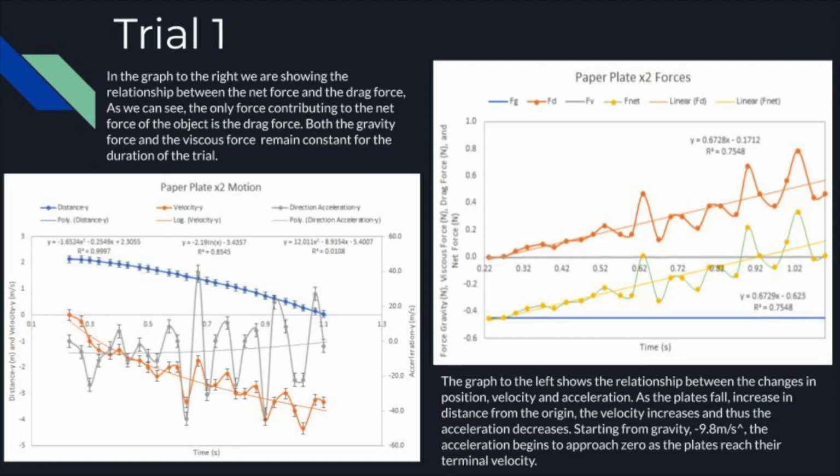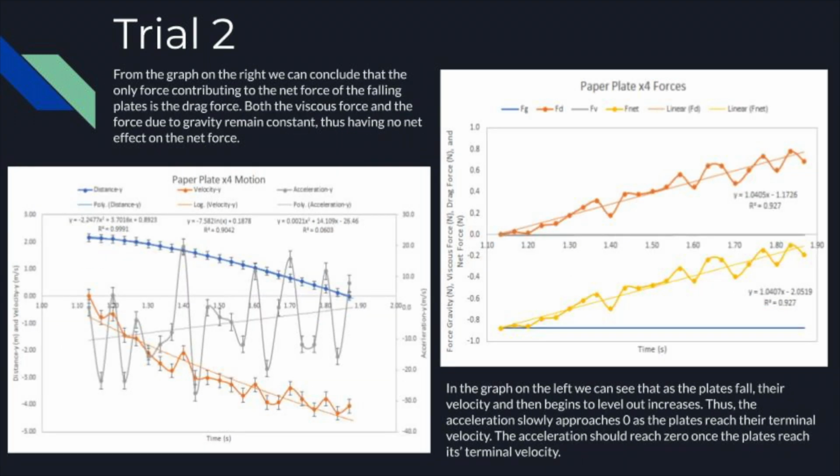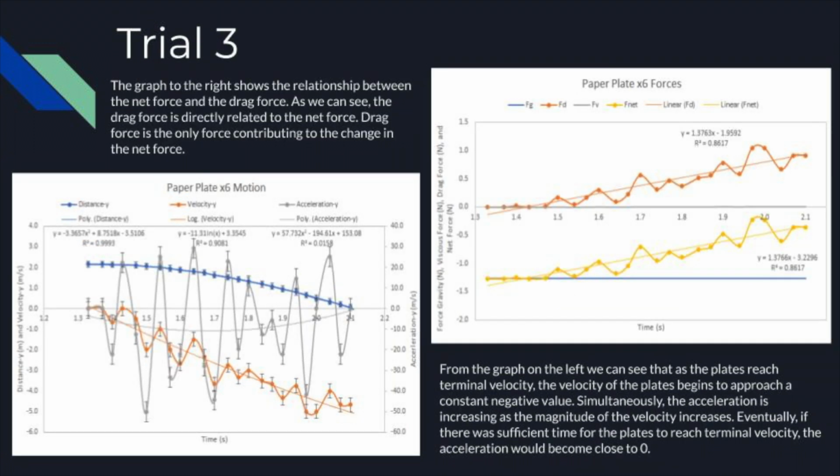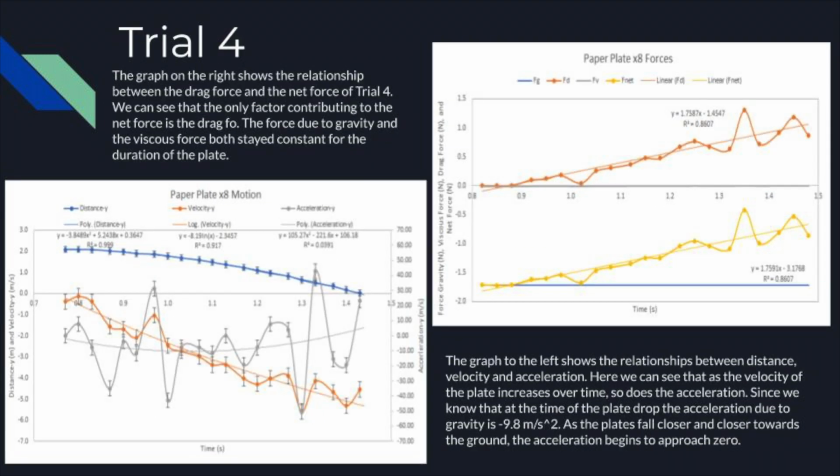For trials 1 through 4, we chose to analyze the data using the following 2 graphs. In the graph on the right, we compare the drag force to the net force. Here we can see that the only factor affecting the net force is the drag force. In the graph on the left, we monitor the velocity and the acceleration as a function of a change in position. We can see that at first the velocity is quite negative, but then begins to level out. Meanwhile, the acceleration is quickly approaching zero as the object reaches its terminal velocity.